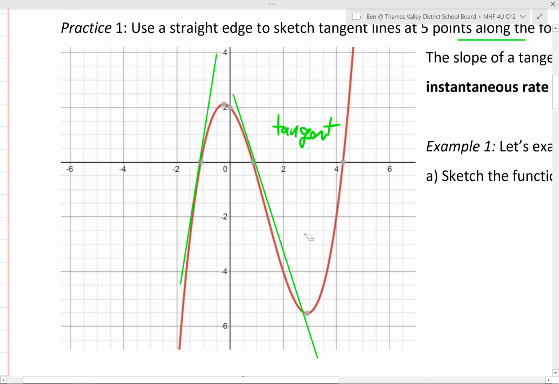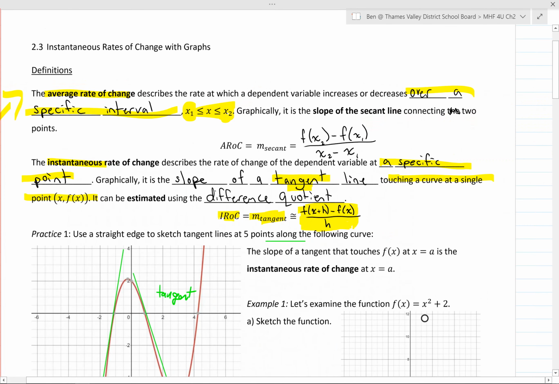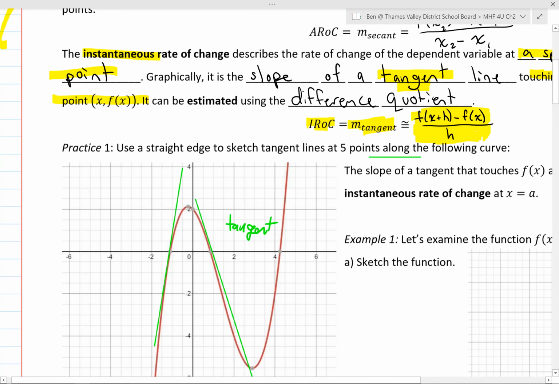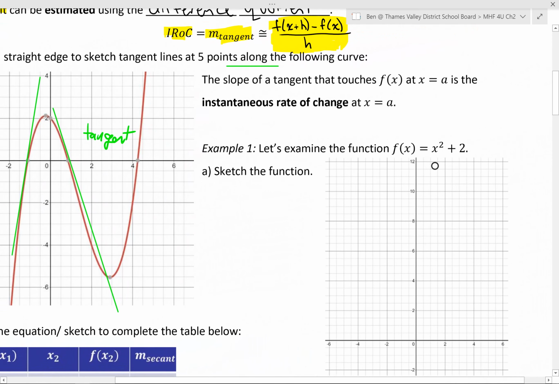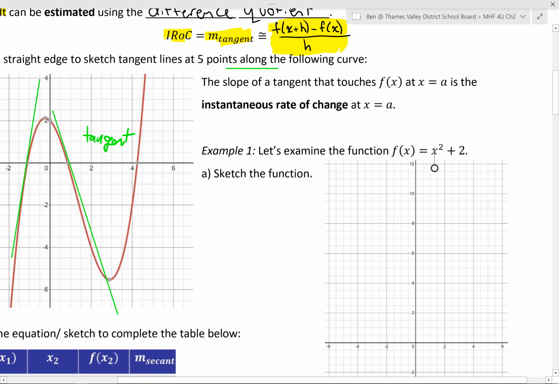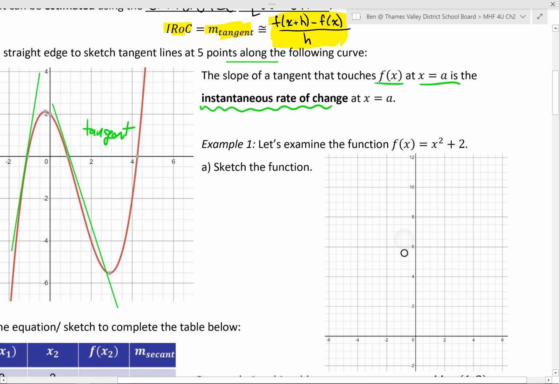So I want you to come up with 5 different tangent lines here. I encourage you to try and come up with 5 different tangent lines, where some are positive, some are negative, and some perhaps have a 0 slope. Okay, now the slope of a tangent that touches f at x equals a is our instantaneous rate of change at x equals a. So let's examine our function.